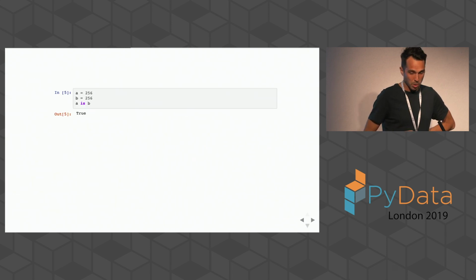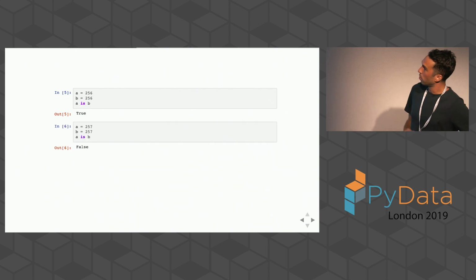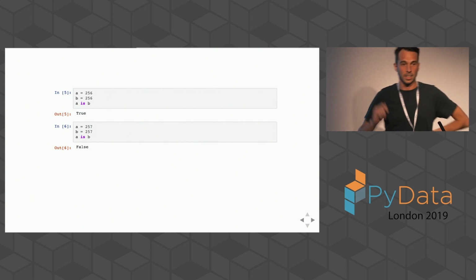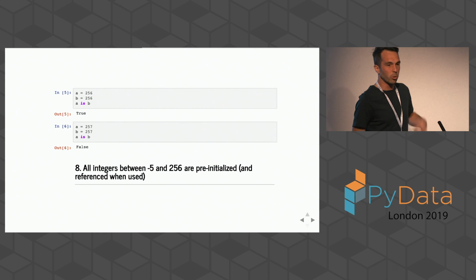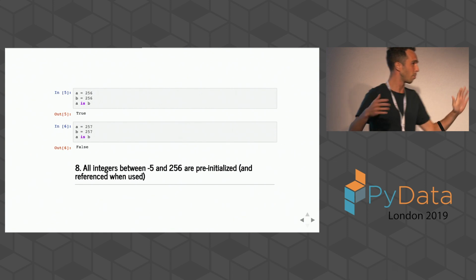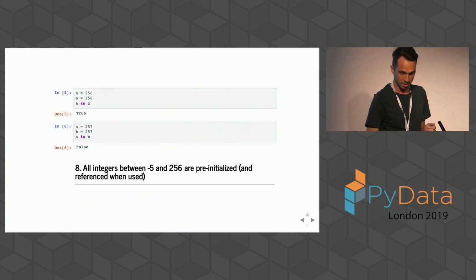This one is quite peculiar. If you assign 256 to A and B, then they're assigned to the same, let's say, memory slot. But here it's not the case for 257. This is strange. Well, it turns out all integers between -5 and 256 are pre-initialized and referenced when used. So this is, I think, for performance reasons.